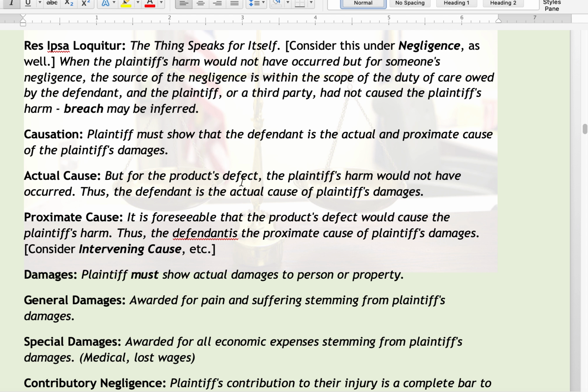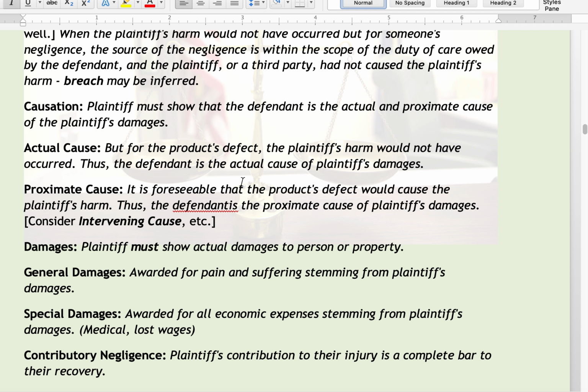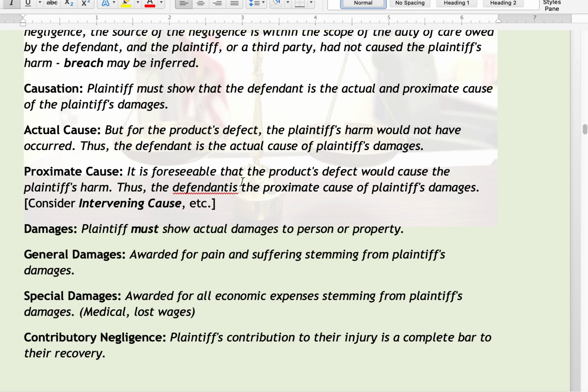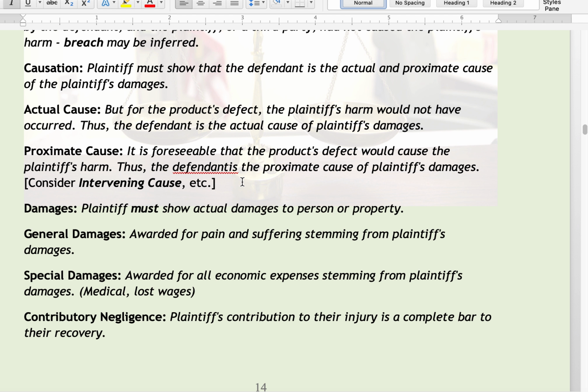When the plaintiff's harm would not have occurred but for someone's negligence, the source of negligence is within the scope of the duty of care owed by the defendant, and the plaintiff or a third party had not caused the plaintiff's harm, breach may be inferred.